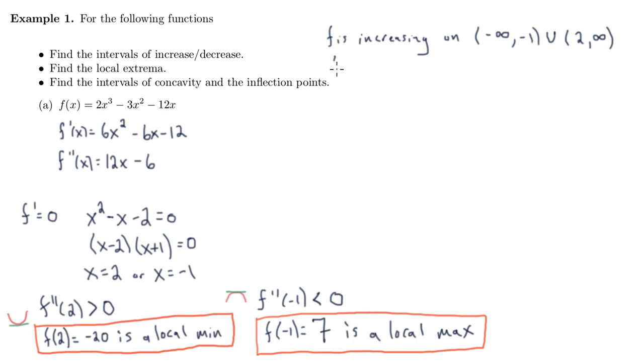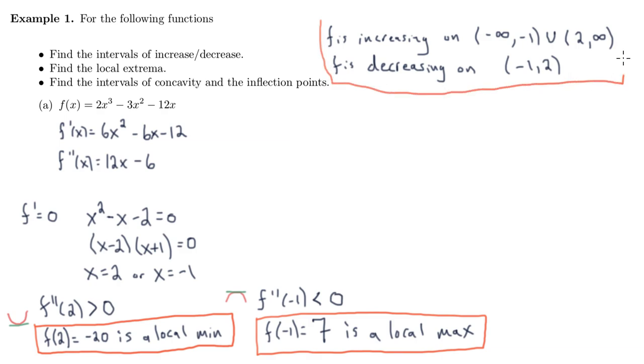So it's also increasing from 2 to infinity. And then f is decreasing, like we said, between negative 1 and 2. And remember, I'm just using the fact that negative 1 is where a max occurs, and x equals 2 is where a min occurs. And that's it. So I know the general shape. I know it dips down and then dips up and then goes back down.